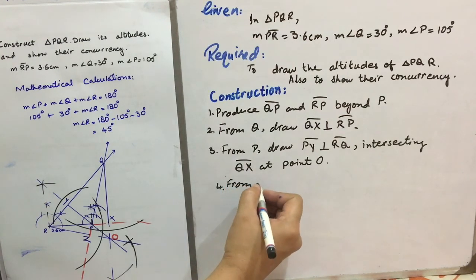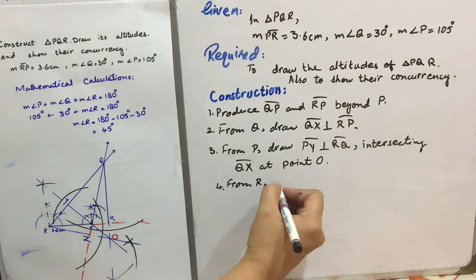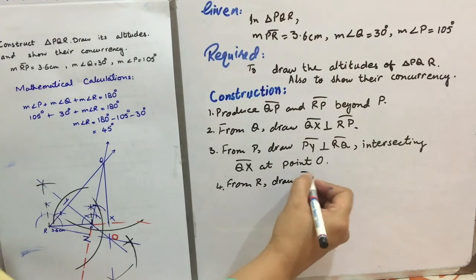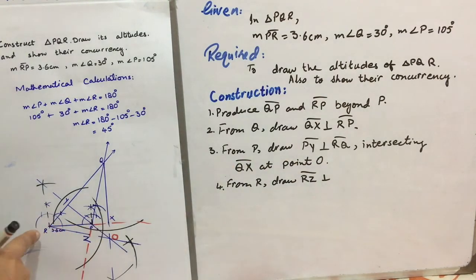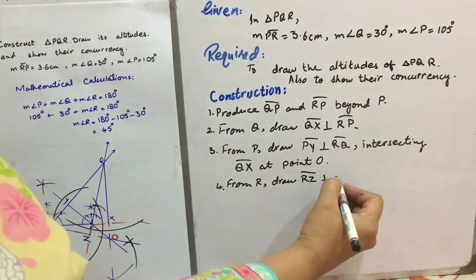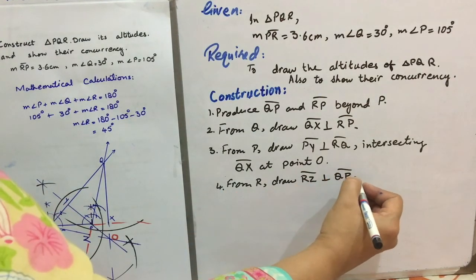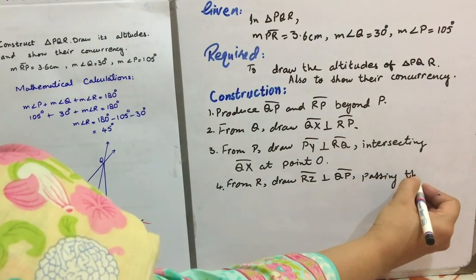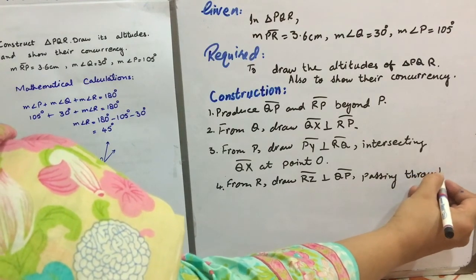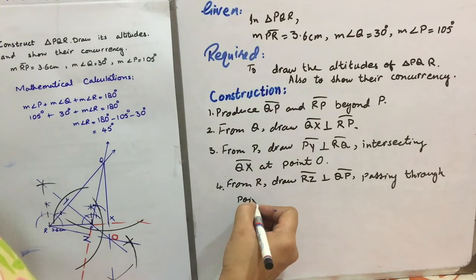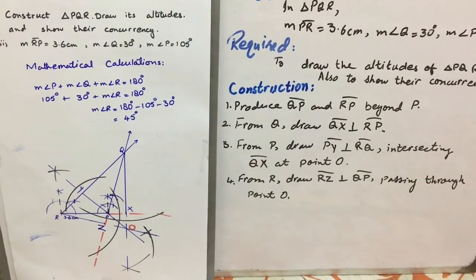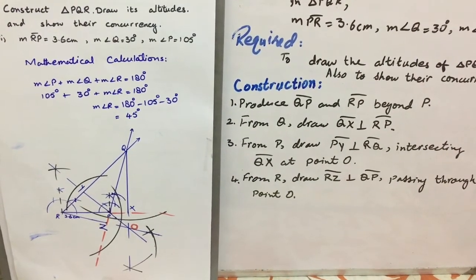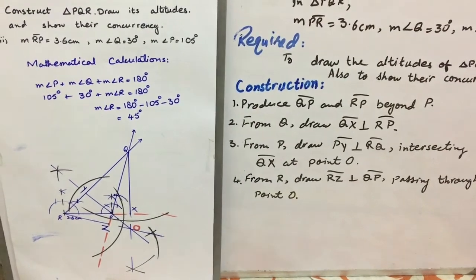From R, draw RZ perpendicular to the opposite side of vertex R, which is QP, passing through point O. Point O is the orthocenter of triangle PQR. Remember that the point of concurrency of the 3 altitudes of a triangle is called the orthocenter.